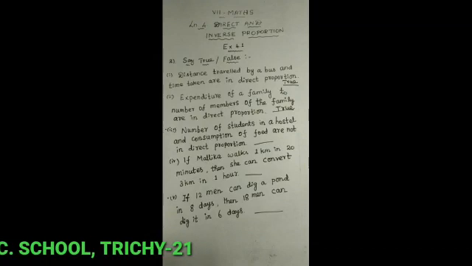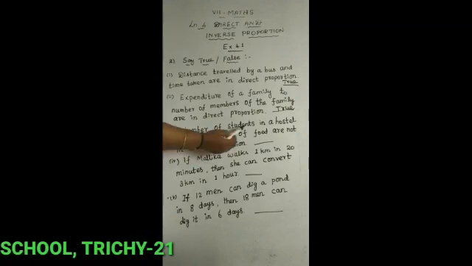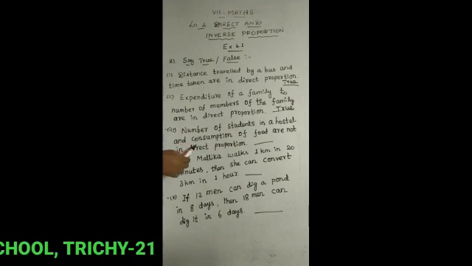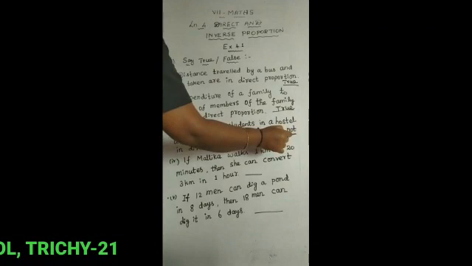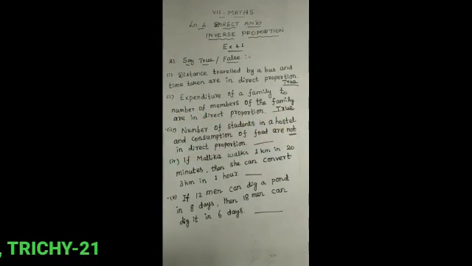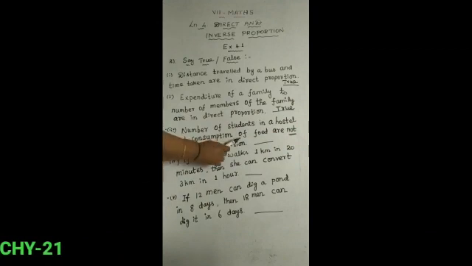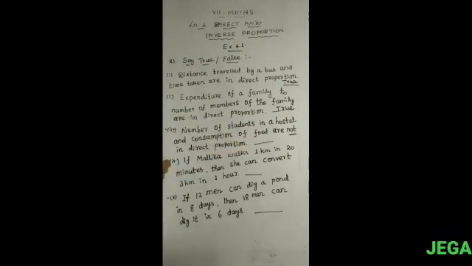In the third one, number of students in a hostel and consumption of food are not in direct proportion. This statement is false, because when the number of students increases, consumption of food also increases. When the number of students decreases, consumption of food also decreases. This type of proportion is called direct proportion, but the given statement says it is not in direct proportion. So this statement is false.